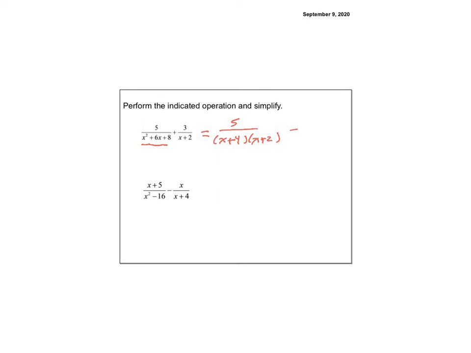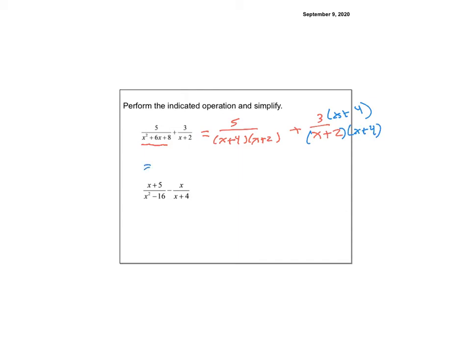And the next one's not a quadratic, so there's nothing to do with that. Now, in order to add two fractions together, what do we need? We need a common denominator. If you look at the first one, it's an x plus 4 and an x plus 2. The next one just has an x plus 2. So what's it missing? It's missing an x plus 4. So all we have to do is multiply this one by x plus 4. The first one doesn't need anything multiplied to get a common denominator.